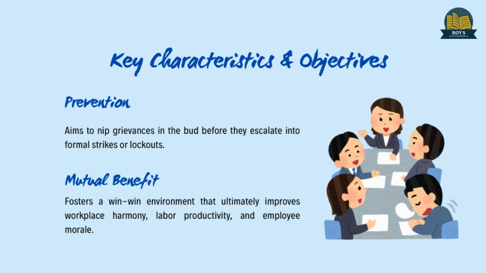Now, the key characteristics and objectives of this approach are centered around open communication, trust, and a genuine willingness to find solutions that work for everyone. It's about creating a culture where issues are addressed early and conflicts are resolved constructively. Connecting this to the overall theme, fostering mutual benefit and prevention helps us build a resilient workplace, one where conflicts are managed effectively and everyone feels valued and heard. That's the path to long-term success and harmony in any organization.